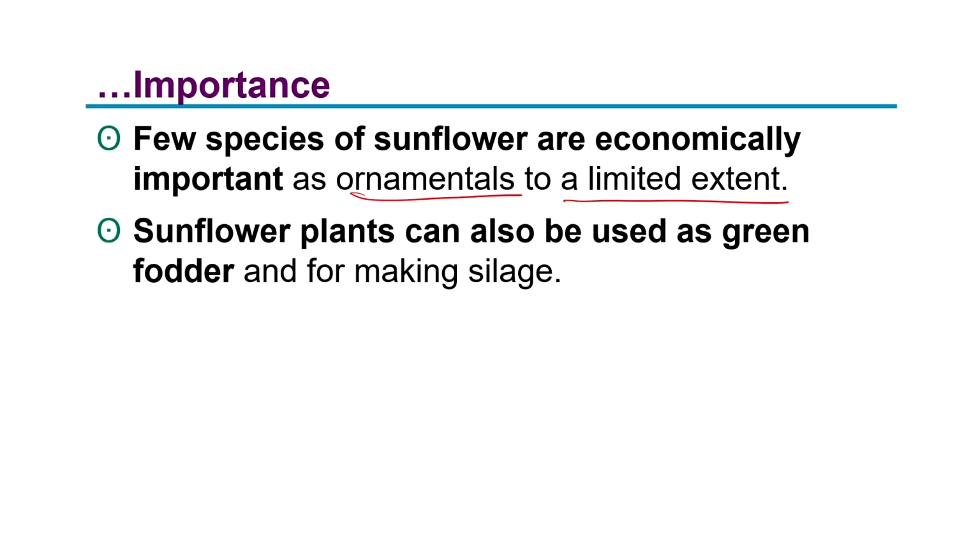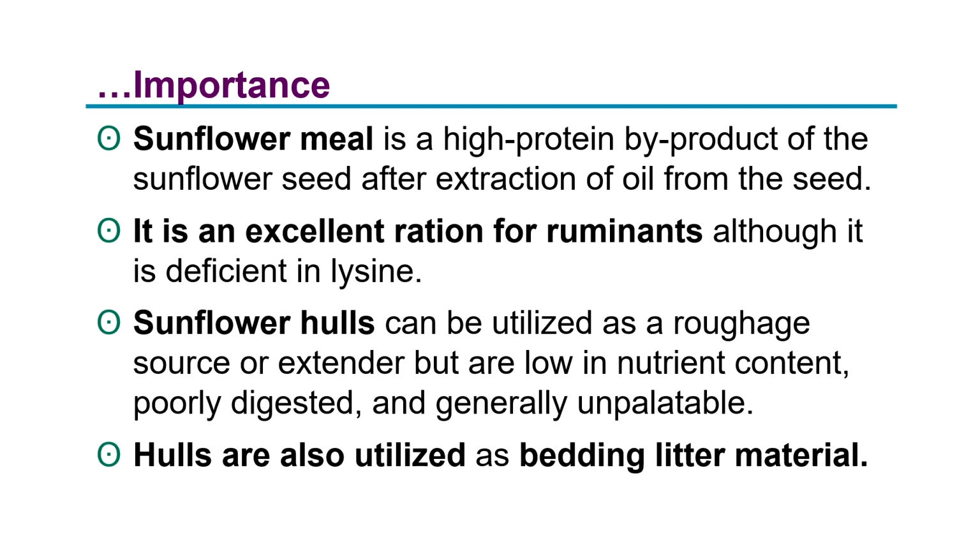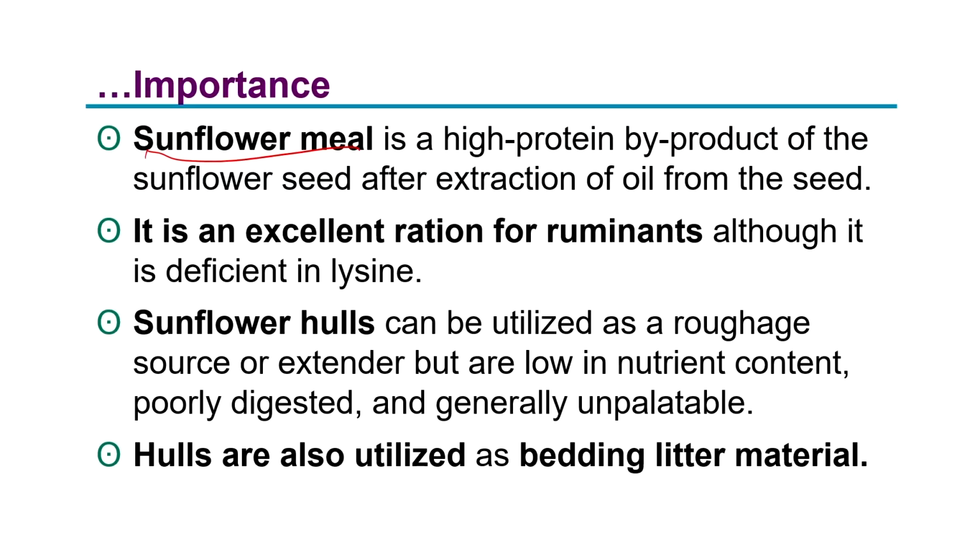Sunflower plants can also be used as green fodder and making of silage for animals. Sunflower meal is actually the kind of cake which is obtained after extraction of the oil. So sunflower meal is a high protein byproduct of the sunflower seed after extraction of oil from the seed. It is an excellent ration for ruminants, although it is deficient in lysine. Lysine is an essential amino acid.